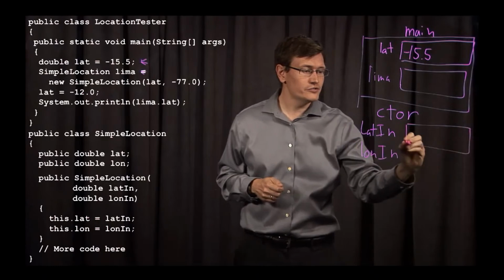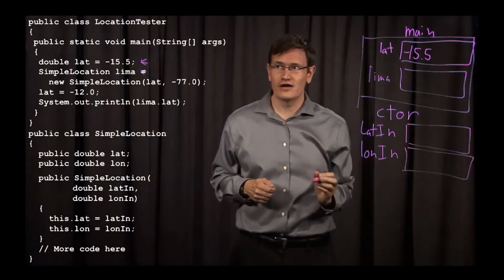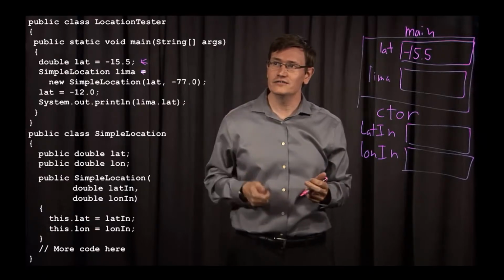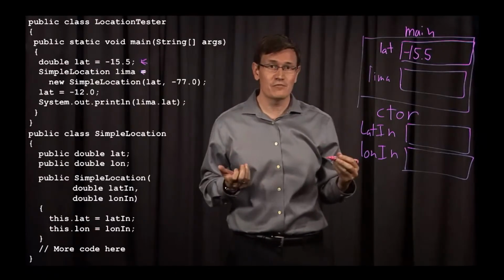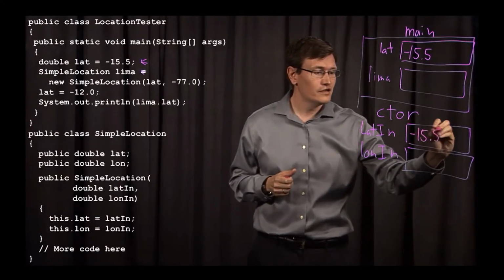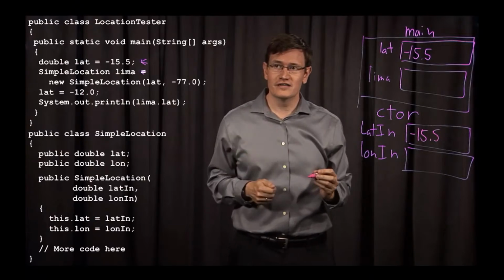Each of those parameters just are now pre-filled with the values as defined at the time of the call. So lat was minus 15.5. That's this copy by pass by value in Java, so minus 15.5. And long in is going to be minus 77.0.